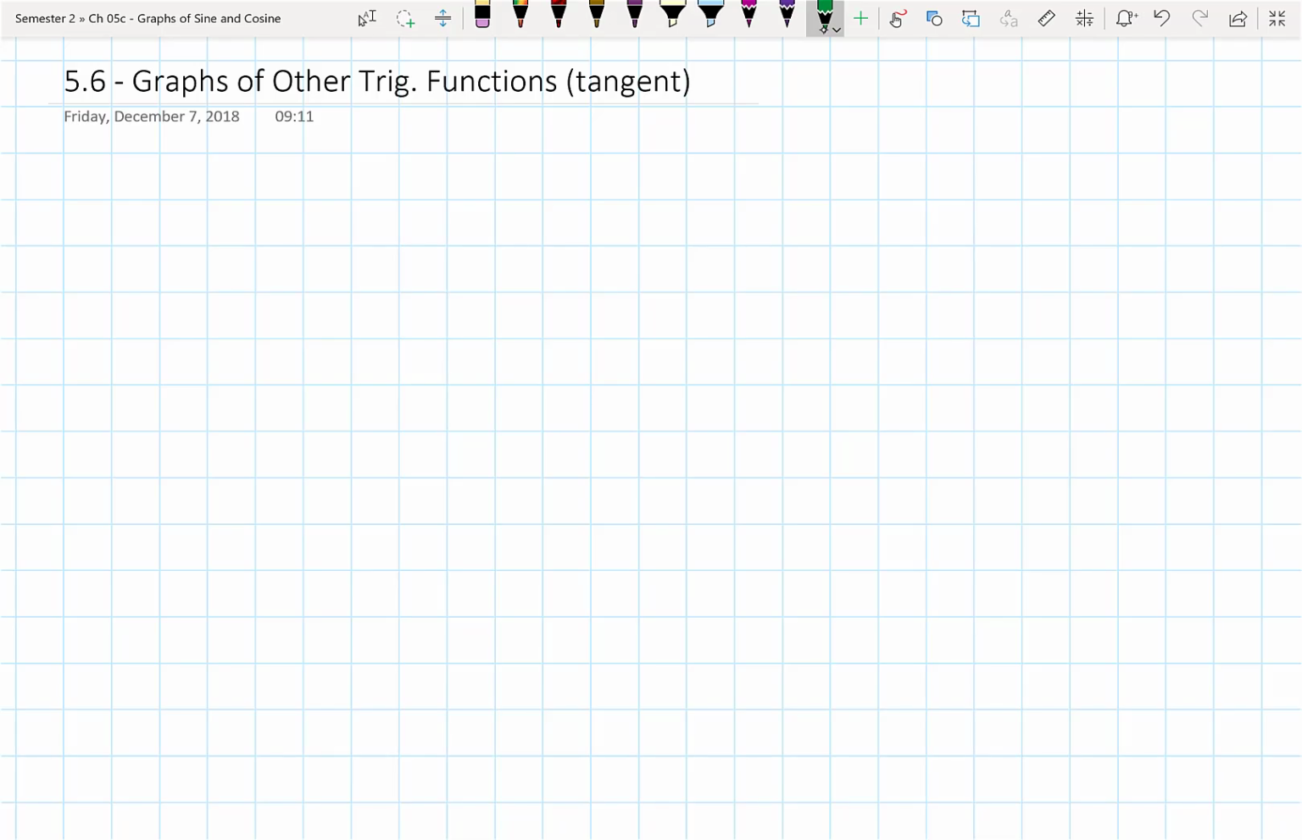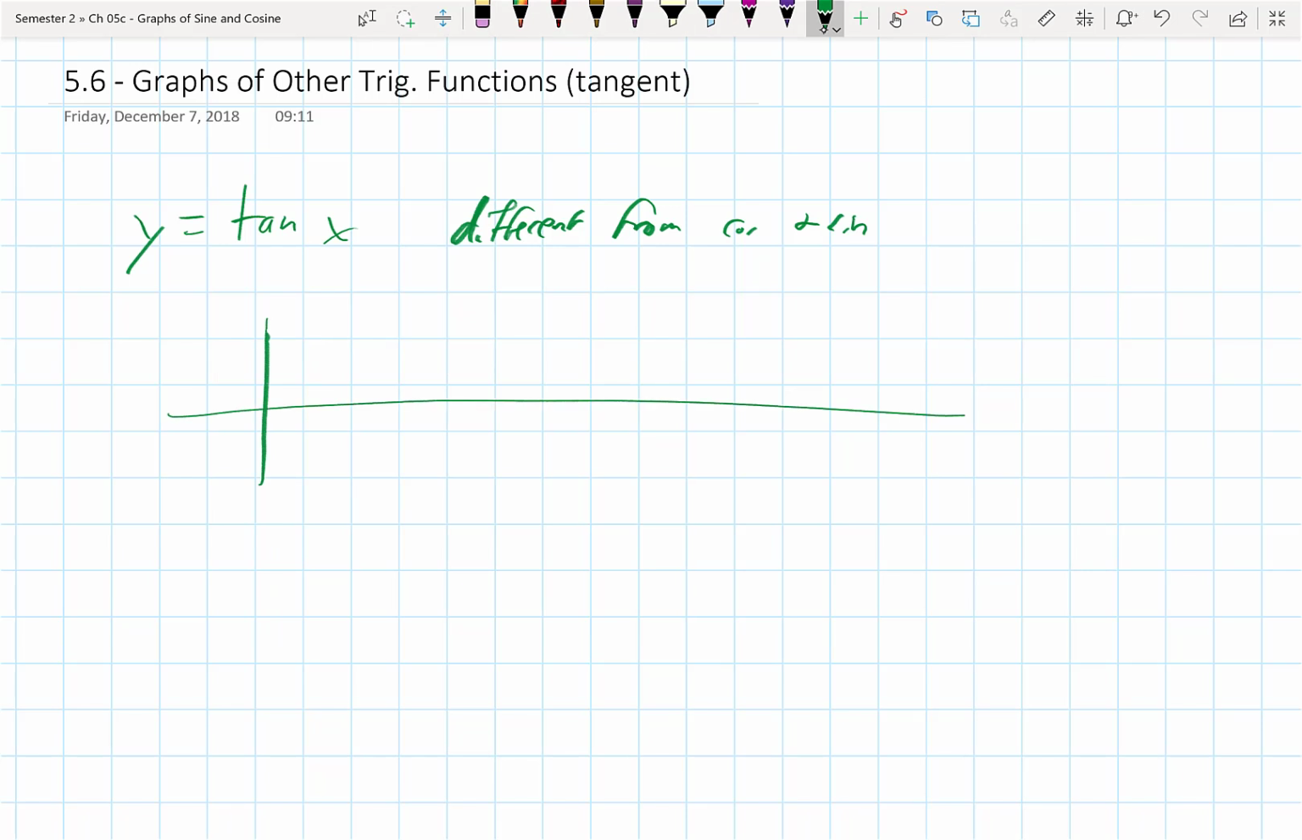Our last graph is going to be to graph the function y is equal to the tangent of x, and this one's going to be very, very different from cosine and sine. So to do that, we want to set a t-chart up and start to create our values. I'm actually going to do a horizontal t-chart with x and tangent of x, and we're going to start with 0.